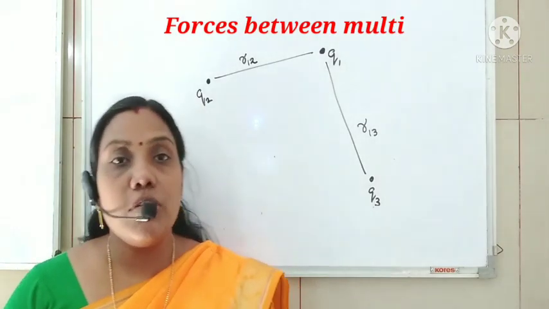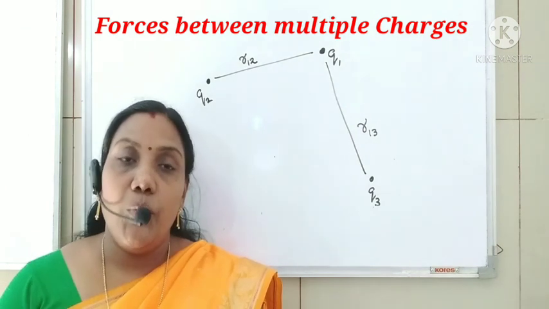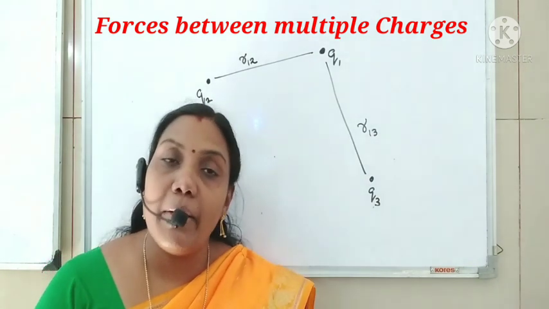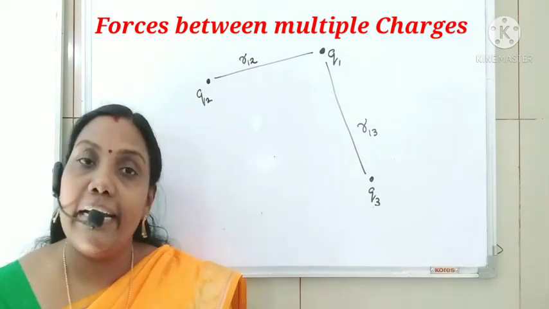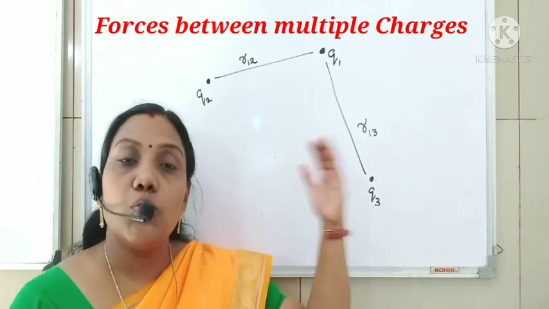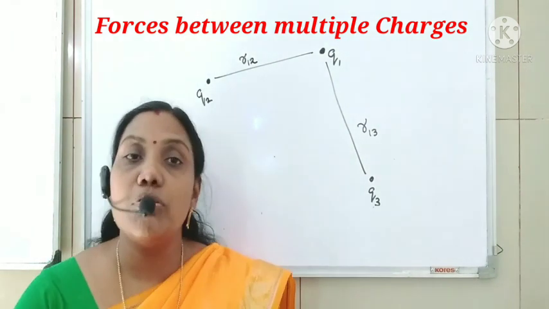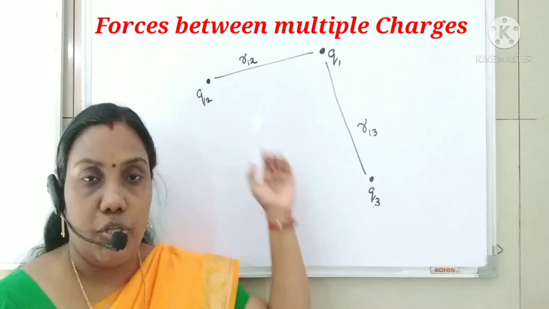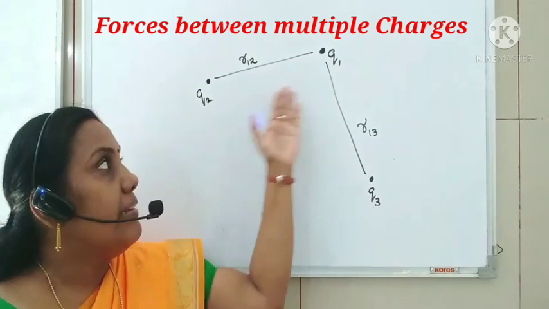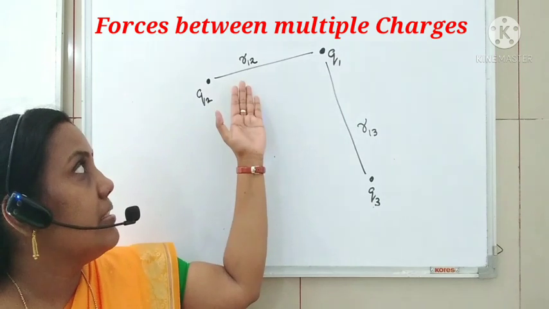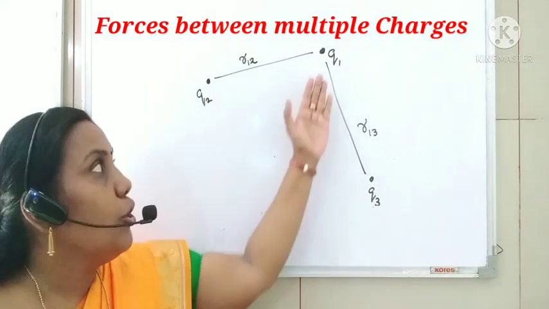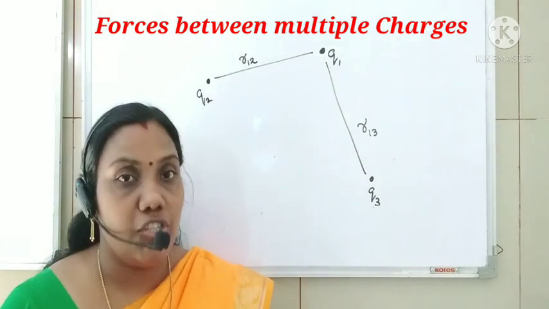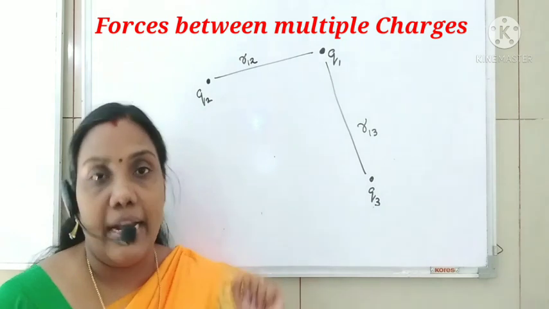Now we can discuss force between multiple charges. We know Coulomb's force between two charges is given by F equals 1 by 4 pi epsilon 0 Q1 Q2 divided by r square. If there are so many charges, how will you find the force on any one charge? For better understanding, we can consider three charges Q1, Q2 and Q3 separated by distances. Q1 and Q2 are separated by r12, Q1 and Q3 by r13. Here we can find the net force on the charge Q1 due to Q2 and Q3.